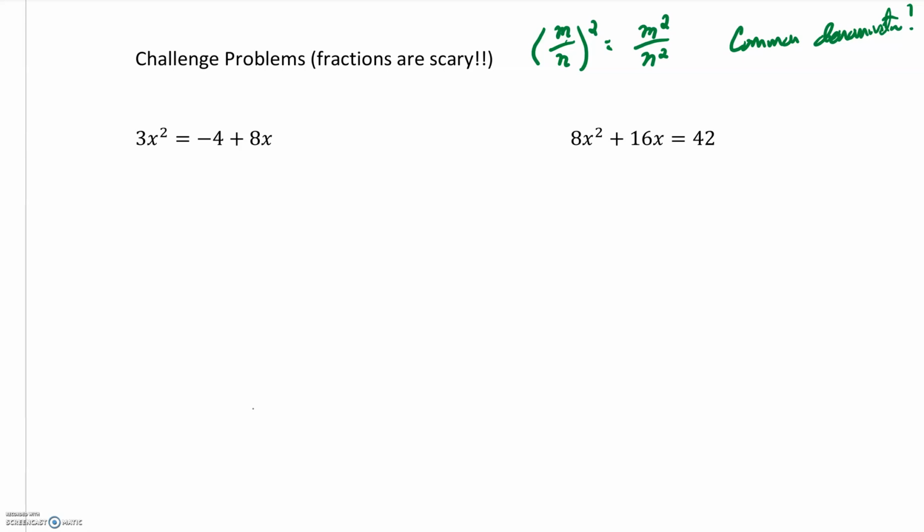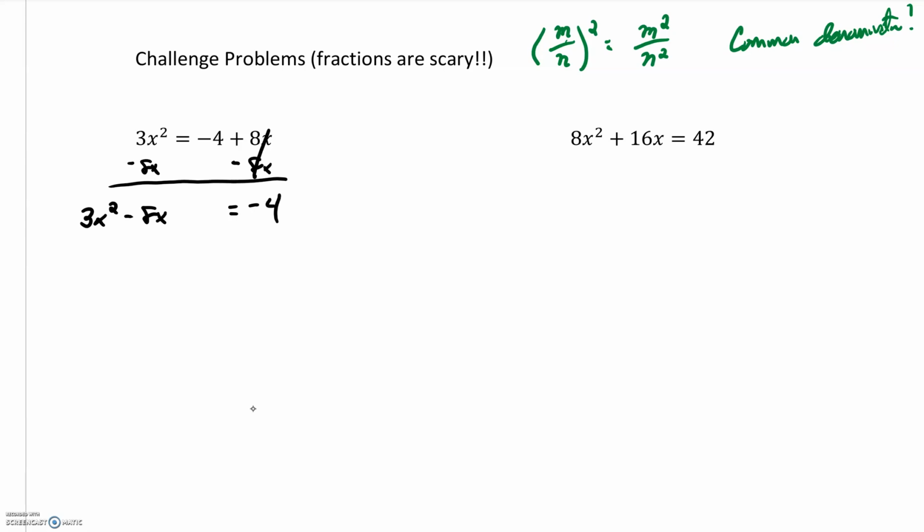I have 3x squared equals negative 4 plus 8x. I'm going to do the same thing, get all the x terms on the left. So I'm going to subtract 8x from both sides. This is going to become 3x squared minus 8x. I'm going to leave a space, equals negative 4.